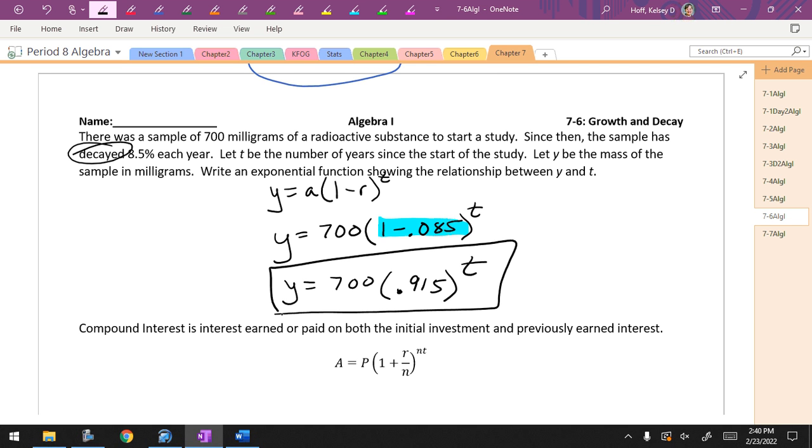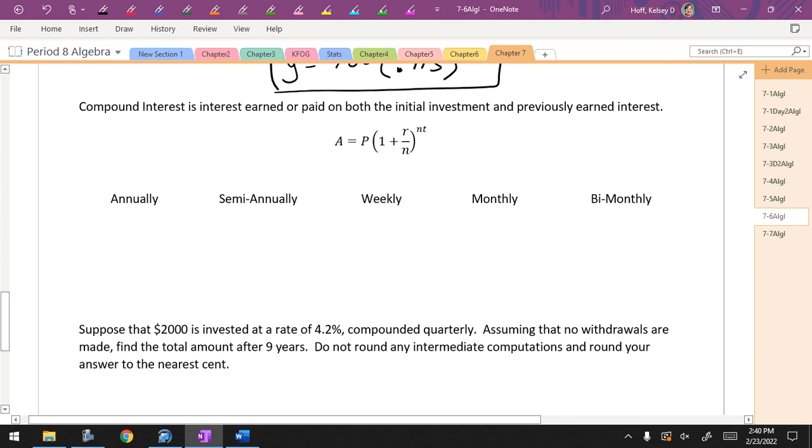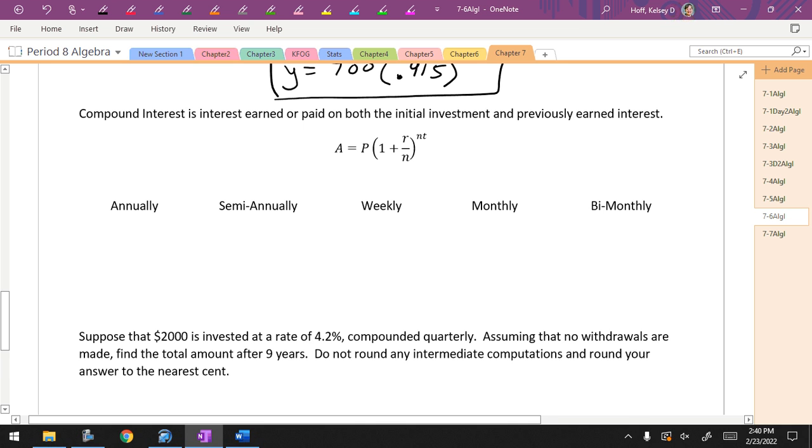Okay, so the other part of what we're going to do today, I'm going to throw another formula at you, is compound interest. Compound interest can be a beautiful thing, and it can be a terrible thing, depending on which scenario you're in. Sometimes interest is only earned every year. So at the end of the year, it's based off of it. Compound interest means that you earn interest sometimes annually, semi-annually, weekly, monthly, bi-monthly, different number of times per year.